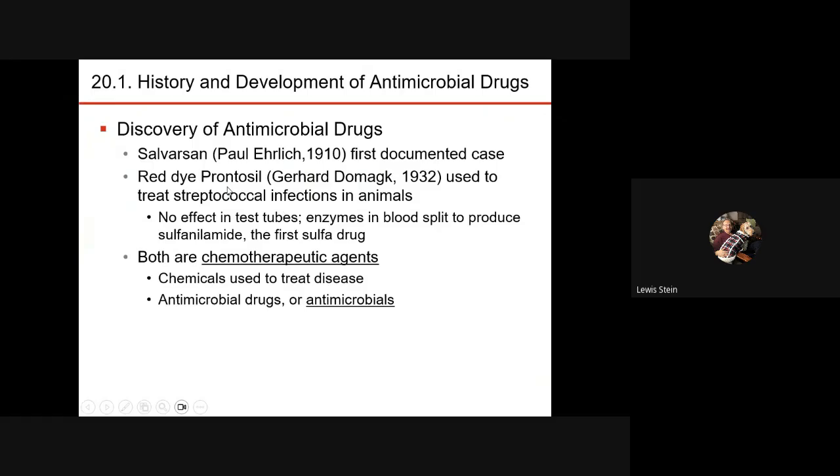They usually get dyes from berries. So in test tubes, it didn't work on bacterial specimens, but enzymes in the blood split it apart and created a drug they named sulfanilamide. This was the start of the sulfa drugs that we use today. So now, and we'll learn about it when we go into the science behind it, sulfanilamide came out.